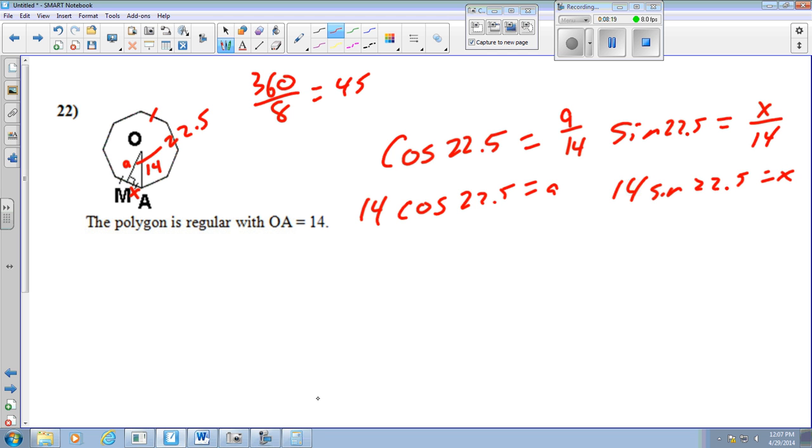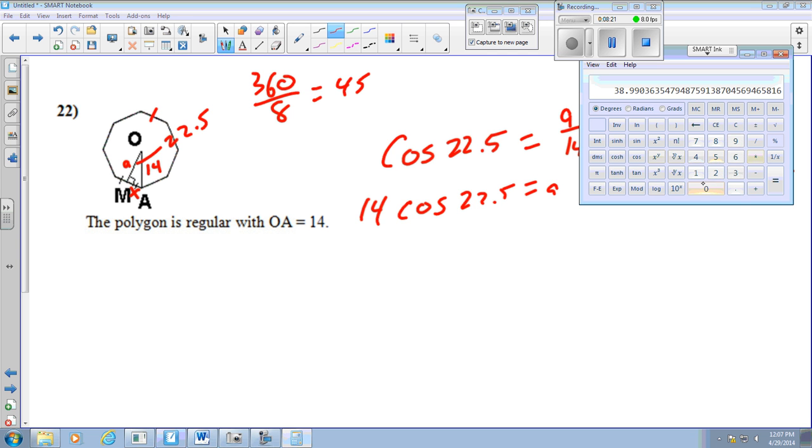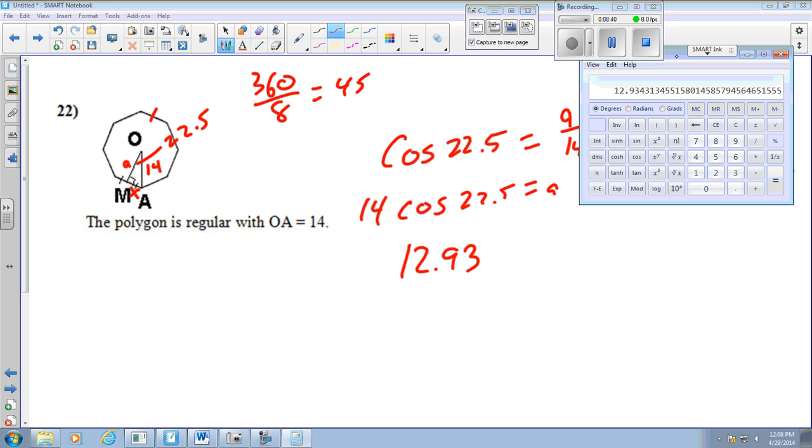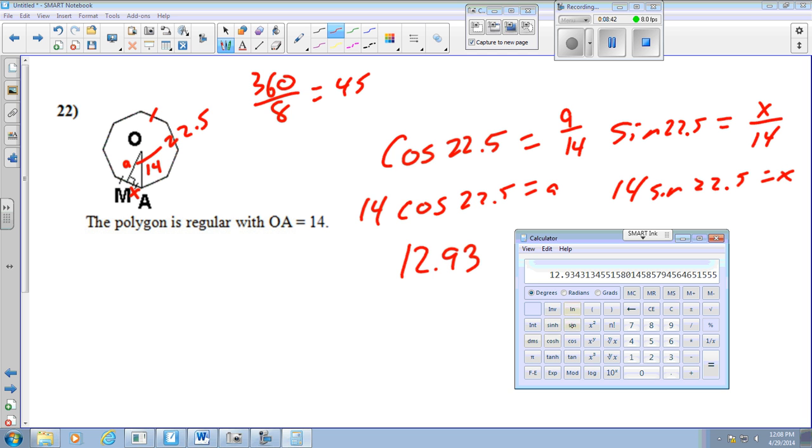Let's get the calculator up here and see if I can do that. I have 22.5 cosine times 14 gives me 12.93 for the apothem. And the other one, let's move this out of the way, I get 22.5 sine times 14 equals, that's the length of this x over here.